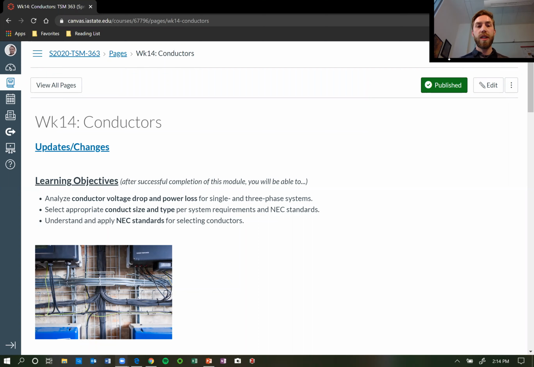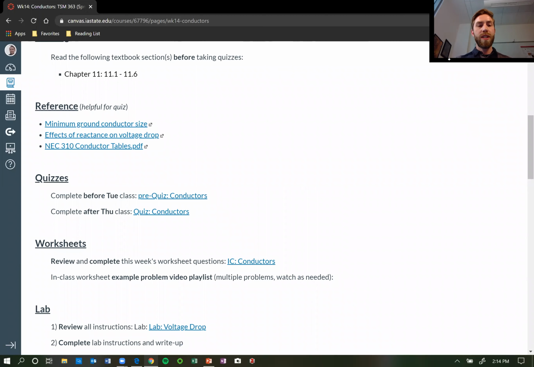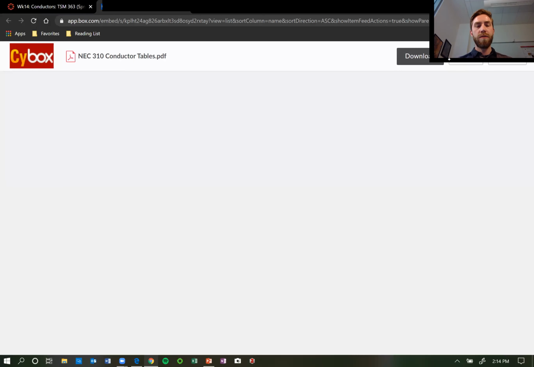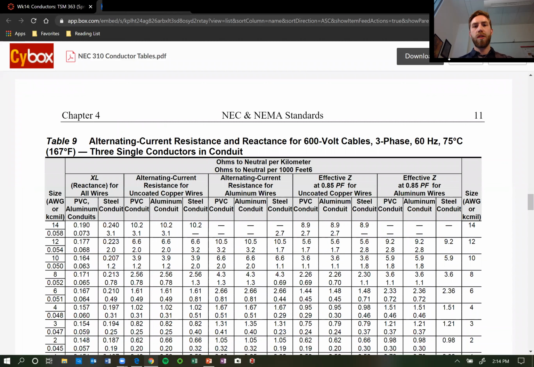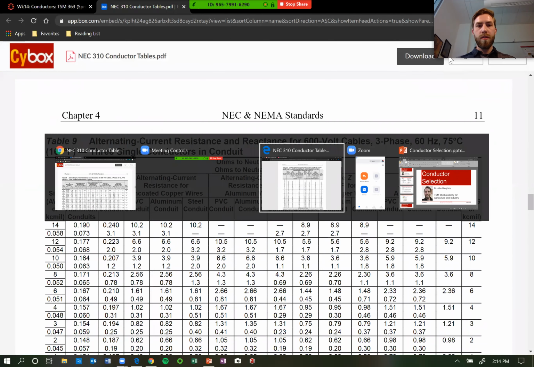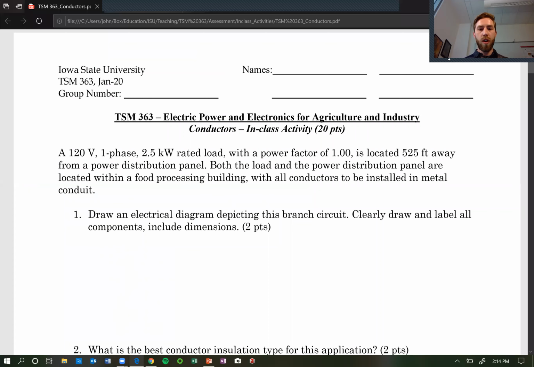But looking at week 14, conductors, we're going to heavily use the NEC 310 conductors tables PDF. So this is a PDF file that would be helpful to have downloaded, helpful to review. We're going to talk through some of these tables as we work through some of the questions today. So turning to our questions, we'll start with question 1.